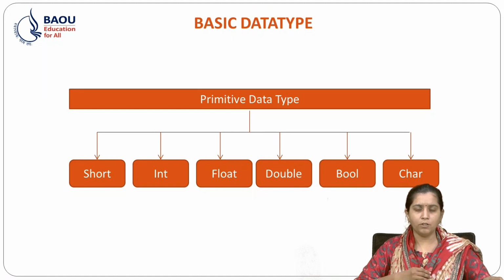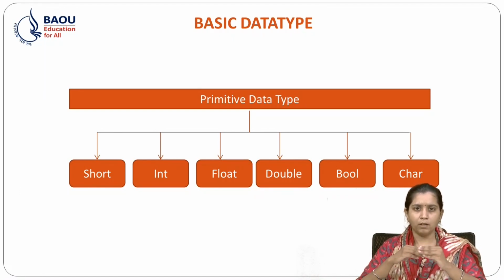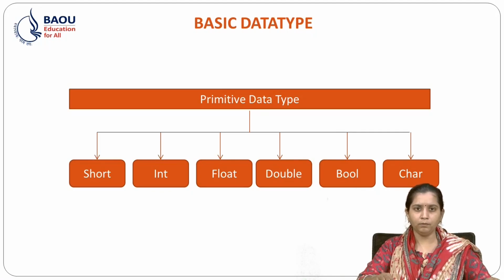Float data type. Float data type is used when we want to declare a number with 7 digits of single precision floating point, and it also has a size of 4 bytes. For example, float number is equal to 4.78.